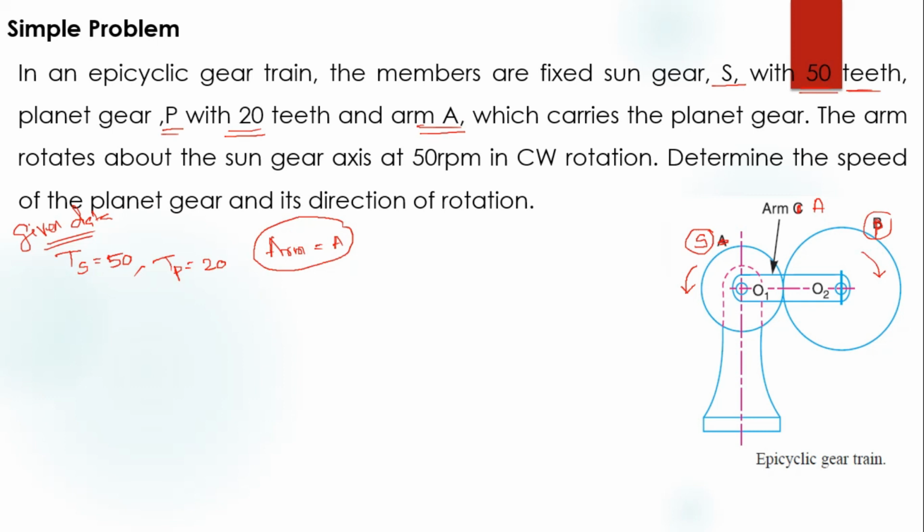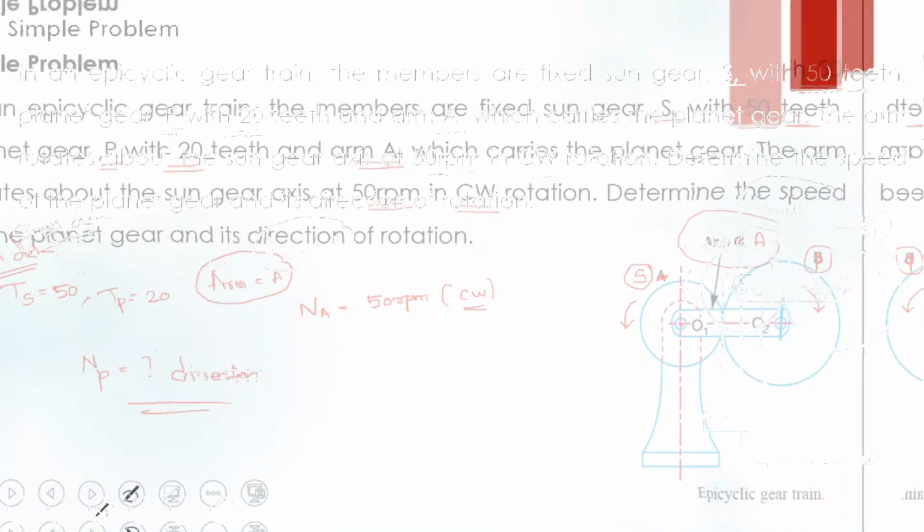Then the arm rotates about the sun gear axis at 50 rpm in the clockwise direction. So the arm rotates about the sun gear axis O1, which is equal to 50 rpm. So the speed of NA, I mean the speed of the arm, which is equal to 50 rpm clockwise. This is very important. The sign is very important, right? Then determine the speed of planet gear. So NP we have to find and direction we have to find.